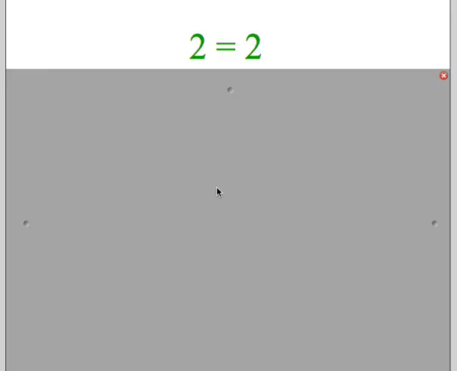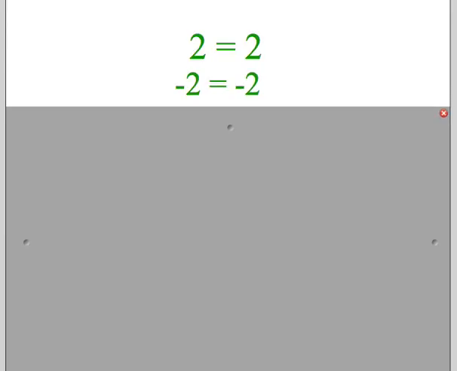Today, to start off, I know this is a silly statement in some ways, but it's true that 2 equals 2. Now, when we have the number -2, -2 simply equals -2.